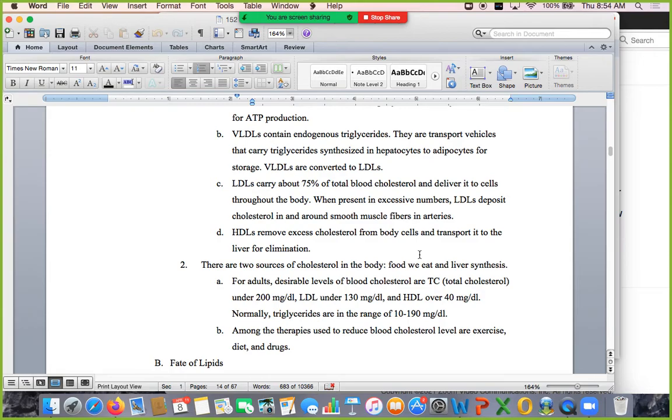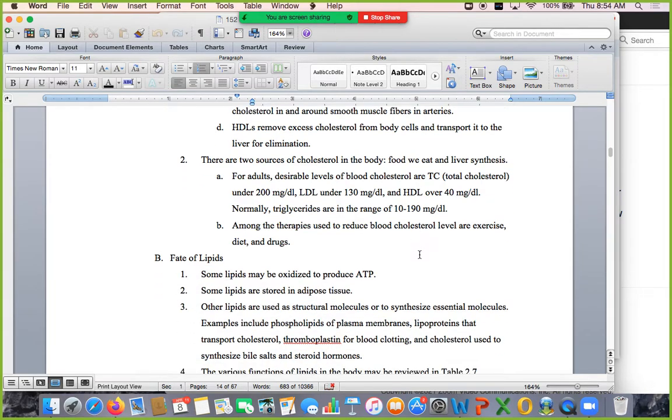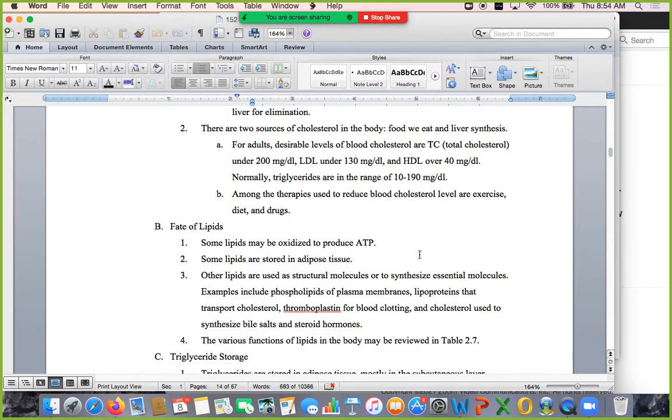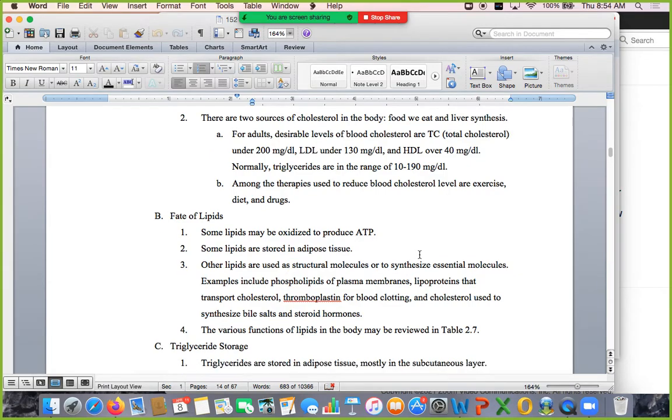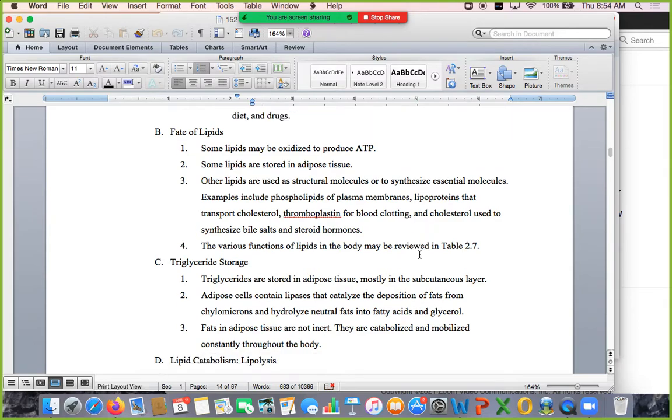All right, so we have two major sources of cholesterol. We have liver synthesis, so the liver is constantly synthesizing cholesterol, and we're also eating cholesterol. So we want to pay attention to our dietary cholesterol, because we can't really control how much cholesterol the liver is synthesizing. We want to try to keep our blood cholesterol under 200 total, 130 or less for LDL, and 40 or more for HDL. If we end up with bad cholesterol levels, we can treat that with diet, exercise, drugs, etc.